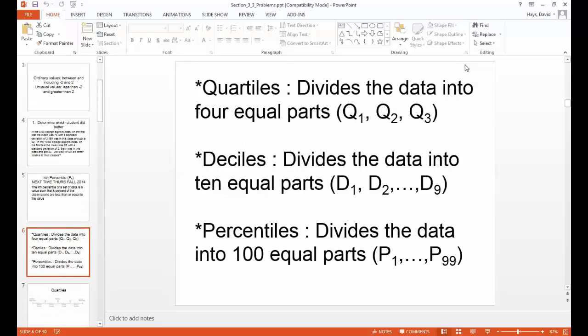Now quartiles. This divides the data into 4 equal parts, and you only have 3 quartiles, Q1, Q2, and Q3. You only need 3 to divide it into 4 equal parts. Deciles divide the data into 10 equal parts, and again, you only need 9 of them. And for percentiles, you only need 1 through 99.